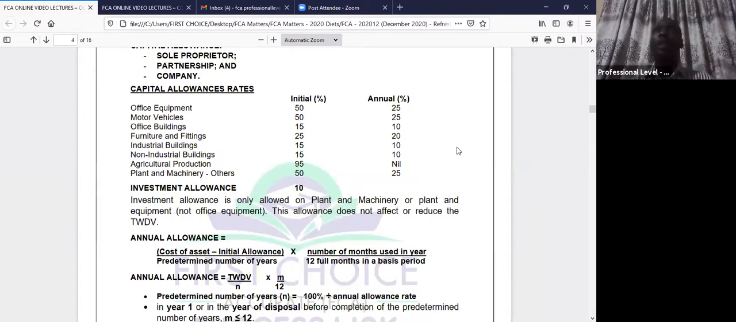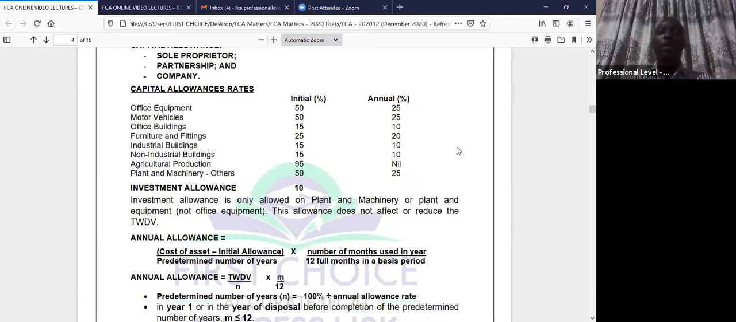Let's say, for example, you buy a motor vehicle, not for personal use now, but for business. You are entitled to claim an initial allowance of 50% of the costs. What it means is that government is saying you buy the vehicle for 10 million naira, 5 million will be claimed immediately in that year as initial allowance.